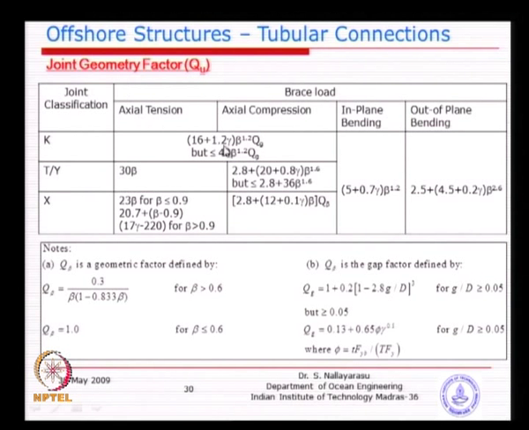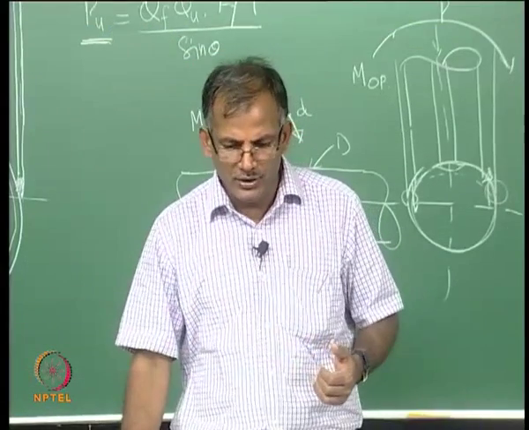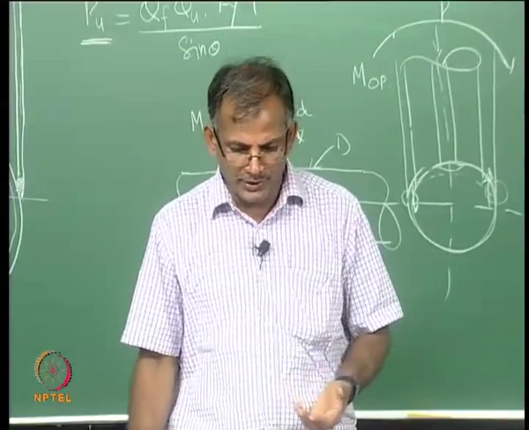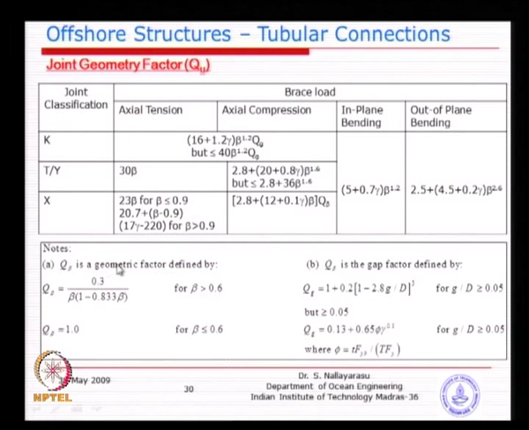Similarly, for K joints, another parameter comes in, called the gap parameter, Qg. This Qg is defined, as you see on the right hand side, as a parameter relating the gap and the diameter. The more gap you give, it becomes an isolated Y joint. The smaller the gap you give, it becomes a balanced K joint or an unbalanced T or Y joint. So that is taken into account. The parameter involved is the gap. If the gap is 75, then you can substitute and get it. And the other parameter is the Q beta for X joints.